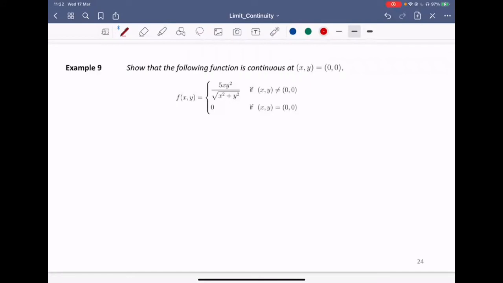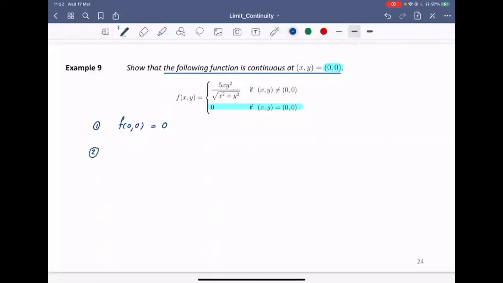Example 9. All right, example 9 here. So again, question 9 says that we want to show that the function here is continuous at the point (0, 0). In order to show that the function is continuous at (0, 0), first you need to compute f(a, b), right? (a, b) here is (0, 0). So I am going to compute f(0, 0). By looking at the function here, f(0, 0) is 0 because you use the second piece of the function here.